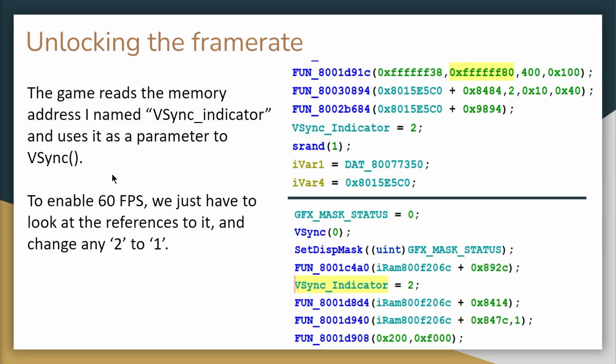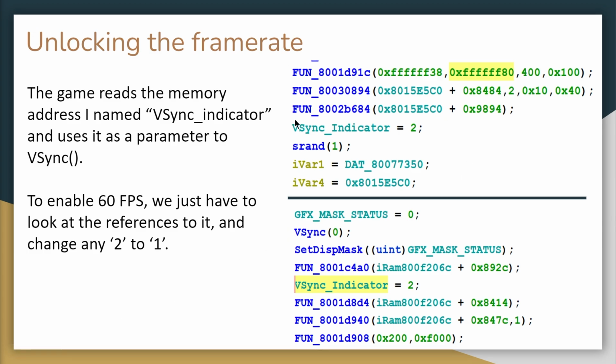So in theory, all we need to do to enable 60 FPS is look at any references that write to VSync indicator a value of 2 and change it to 1. 2 means that it waits 2 V blank periods for every frame, which results in 30 FPS on NTSC consoles. But a value of 1 results in 1 V blank instance per frame, which results in 60 FPS.